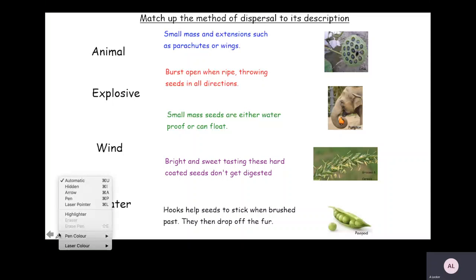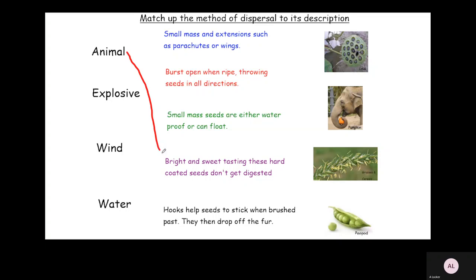Right, fingers crossed this will work. So hopefully you've paused it, you've had a go. If you haven't paused it, pause it now, because I'm about to go through the answers and you don't want to cheat. All right, so answers then. As I said, animals have got 2. So animals go to this one: bright and sweet tasting, hard-coated seeds that can't get digested. And it also, follow the line, has hooks. And obviously they both go to that picture.